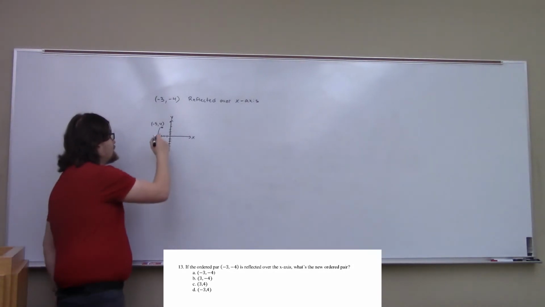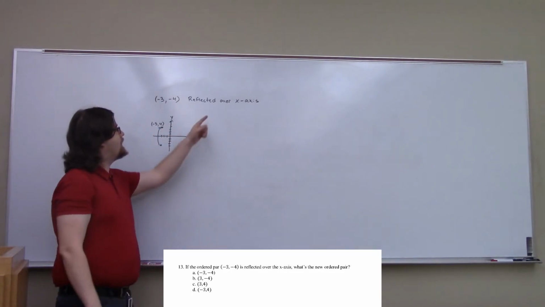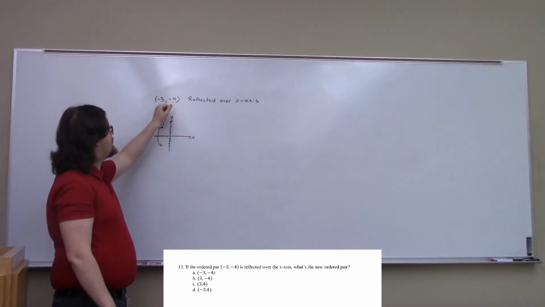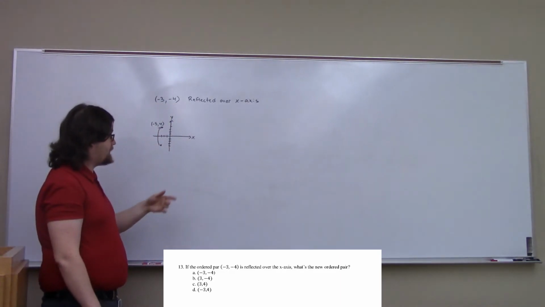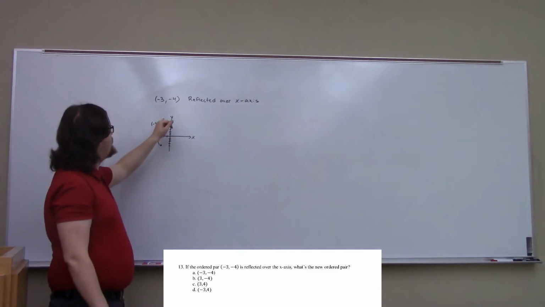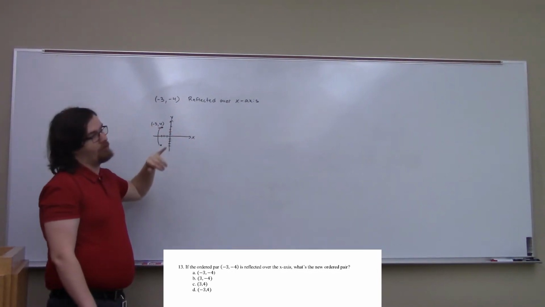If you don't use the graph, you might trick yourself because you think it's over the x-axis, so you might think to flip the x value. It's actually the opposite. When we reflect over the x-axis, the y value's sign flips. If you reflect over the y-axis, the x value's sign flips.